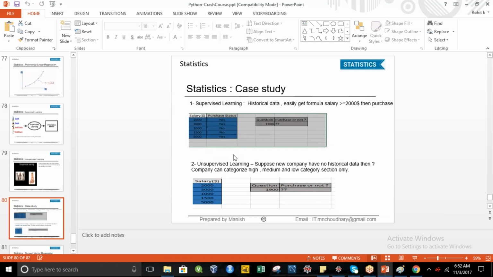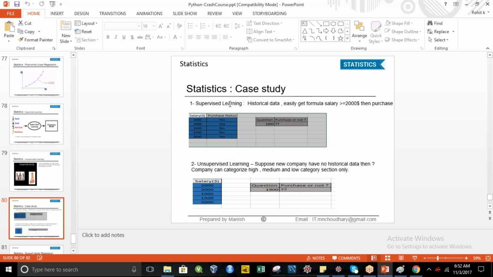So now the predictions are coming. Suppose we have a 1900 salary guy, so will he purchase or not? We can easily find out with this formula: if a guy's salary is equal to or greater than 2000, then he will purchase. So our model can easily predict that this 1900 guy will not purchase the item based on the historical data.